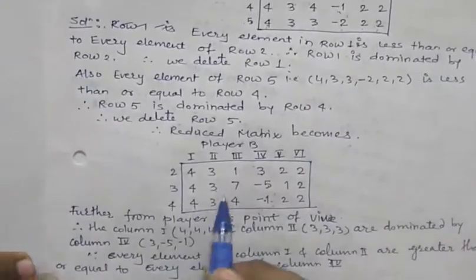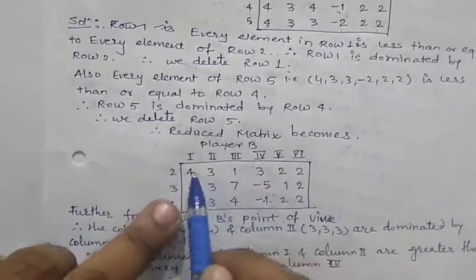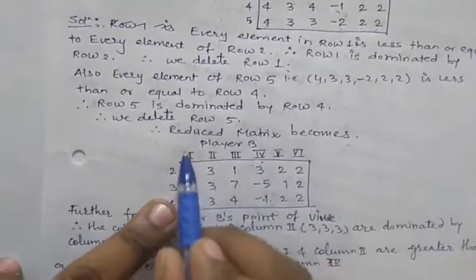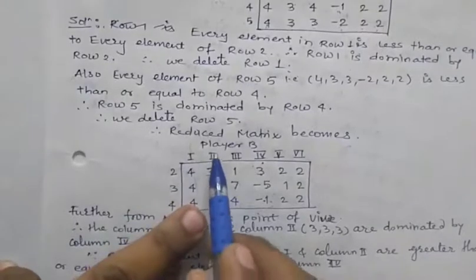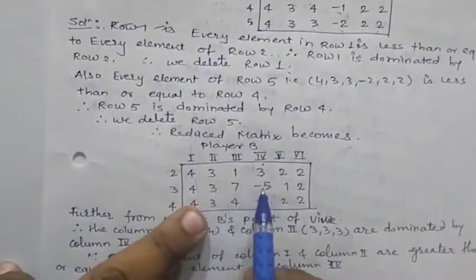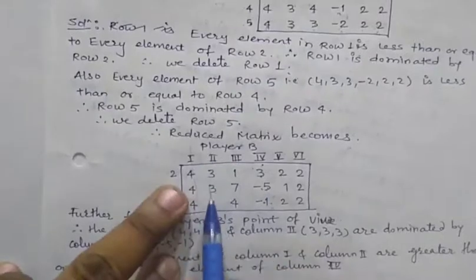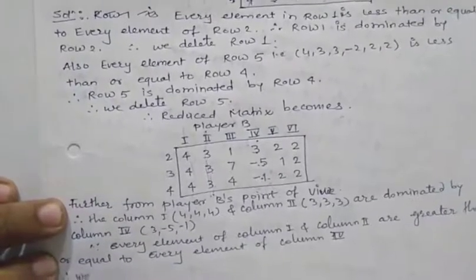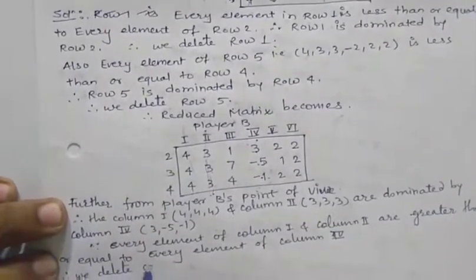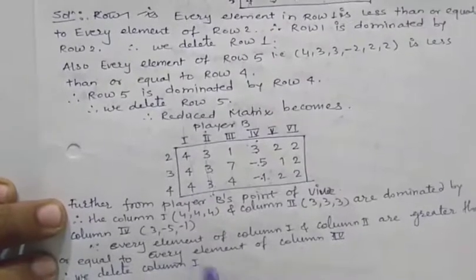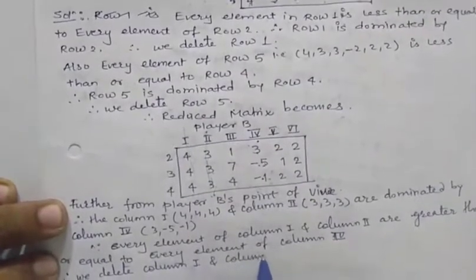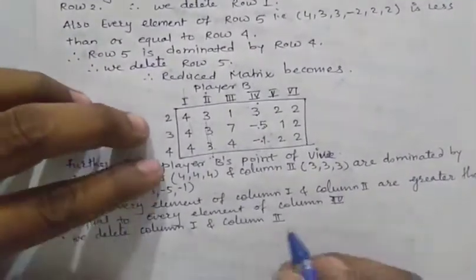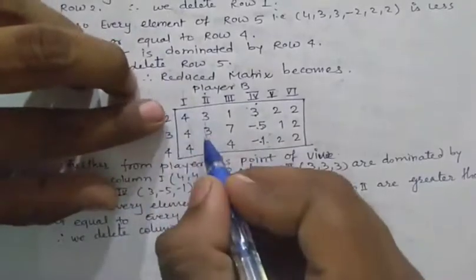Therefore the maximum column will be deleted, because every element of column 1 is greater than or equal to every element of column 4. Therefore we delete column 1. Now again every element of column 2 is greater than or equal to every element of column 4. Again we delete column 2. Okay, therefore we delete first and second columns.